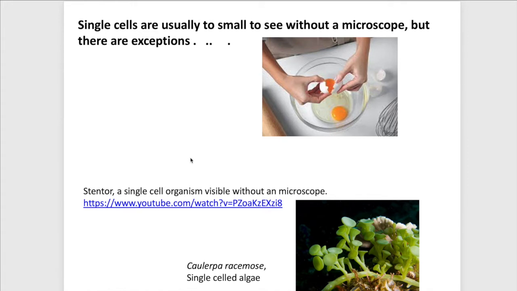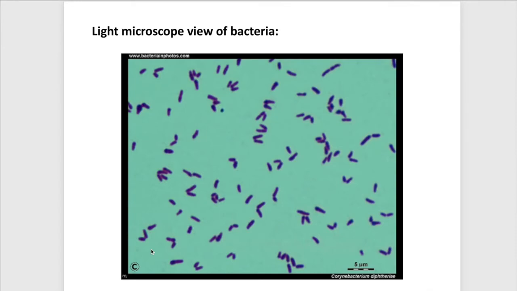All right, so that's stentor. Got another one, single-celled algae. And so they are around us, these single-celled organisms that can't be seen, but without the microscope, we would have no idea that these were single-celled. They just look like eggs.